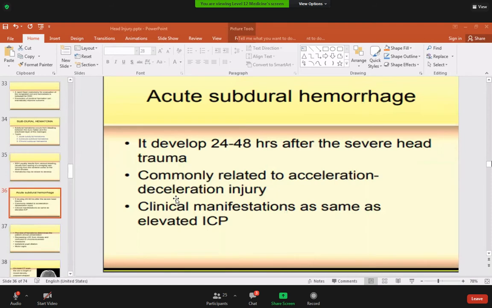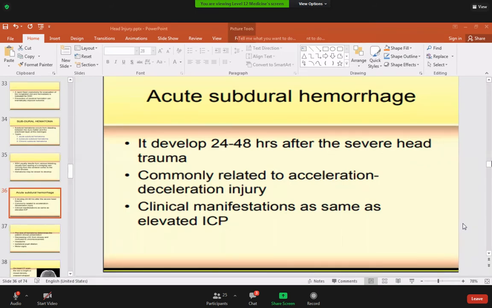If the hematoma appears within 24 to 48 hours after severe head trauma, it is called an acute subdural hemorrhage, and it is because of the rapid acceleration deceleration injuries. And clinical manifestations are the same as that of elevated intracranial pressure.